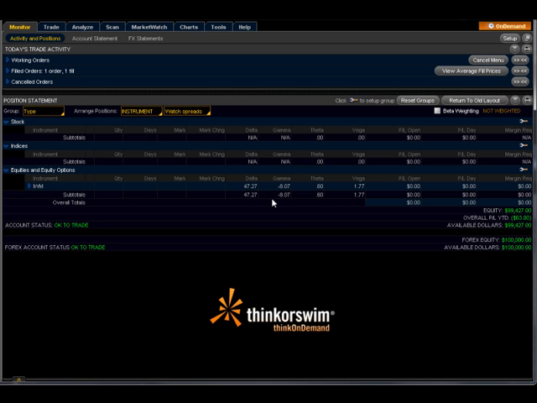So let's quickly go over and look. We have a delta of about 0.47. We have a positive theta of 0.6, and a positive vega of 1.77. This is a positive vega because of our calendar spread component of this trade. So that's going to actually benefit from an increase in volatility if such a thing happens.